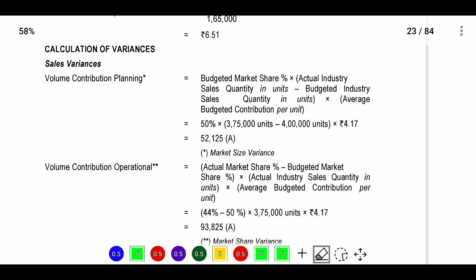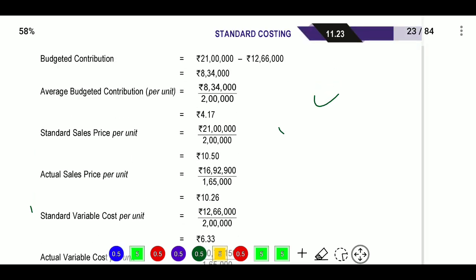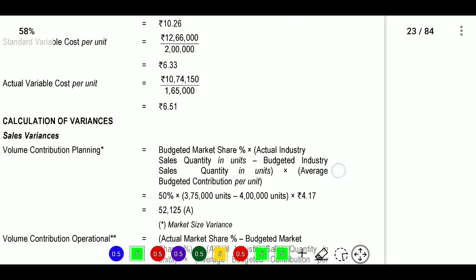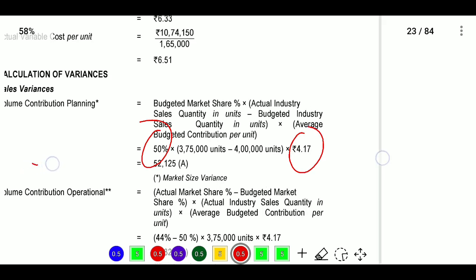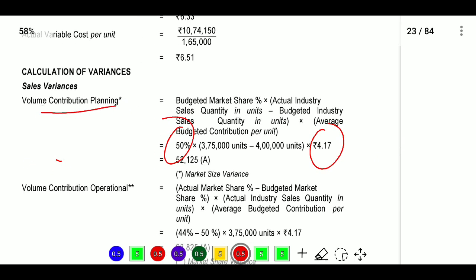Firstly, we will calculate the volume contribution planning variance. Here for contribution planning, what is the rate for standard? 4.7. So we will take 4.7 here, into the market share. We have calculated market share. 50% is the market share when we are calculating the volume contribution, and this is planning. So budgeted 4 lakhs, 2 lakhs divided by 4 lakhs, we have done 50%.